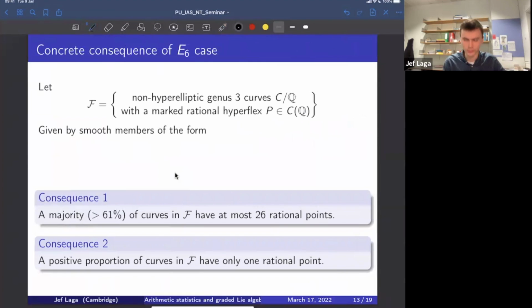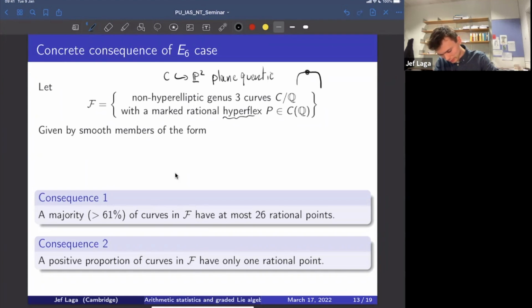Here F is the family of non-hyperelliptic genus 3 curves, C over Q, with a certain type of marked point, namely a hyperflex. So a non-hyperelliptic genus 3 curve is embedded canonically inside P2 as a plane quartic. And hyperflex means that if you take the tangent line at the point P, then it's a contact of order 4. So it only hits the curve in that point.